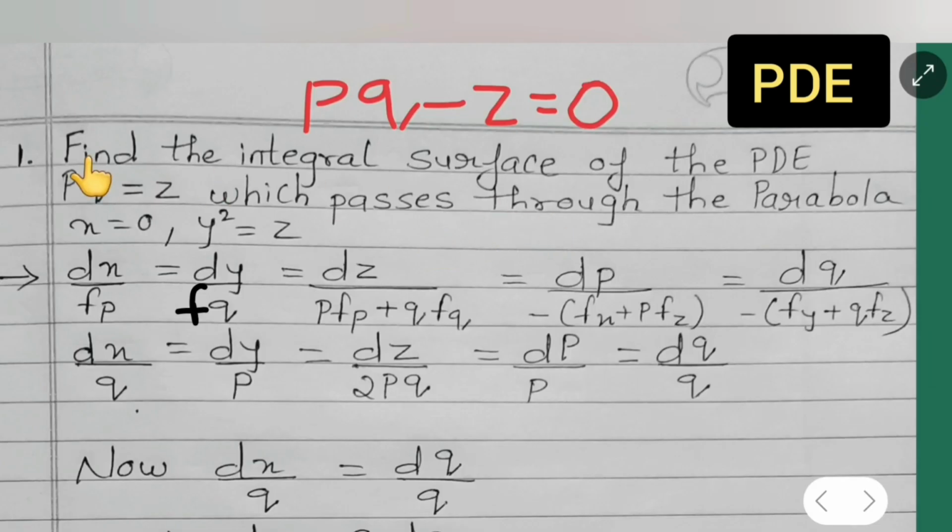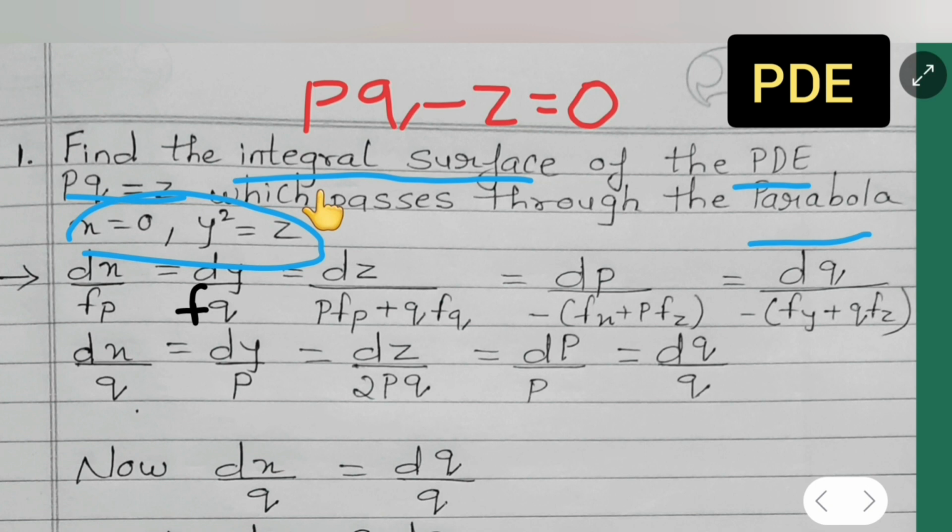First let me read the question to you all. Find the integral surface of the PDE PQ is equal to Z which passes through the parabola x is equal to 0, y square is equal to Z. So what you all have to do over here is find this integral surface of the PDE, that is PQ is equal to Z, and it passes through the parabola. These are the conditions which are given to you all.